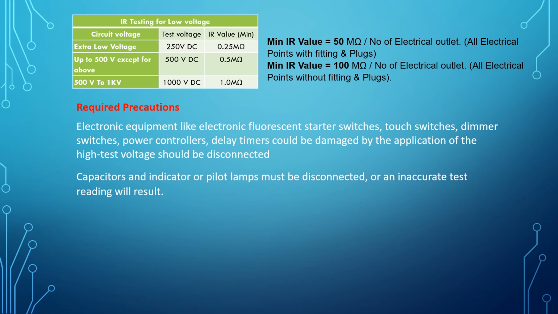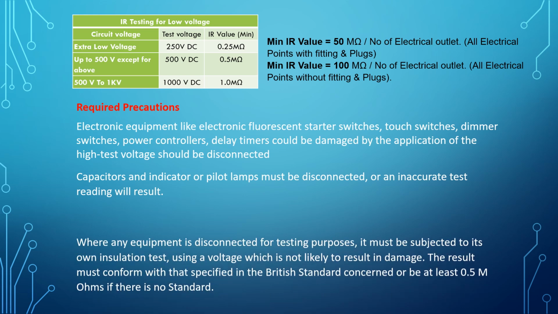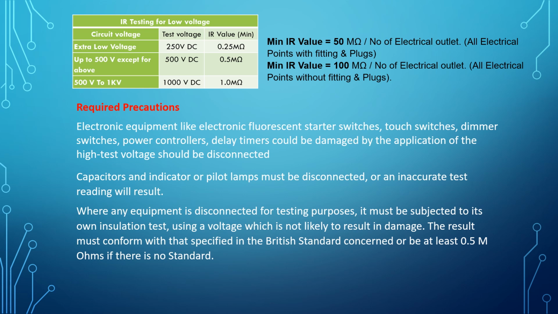So capacitor indicators or pilot lamps must be disconnected or inaccurate test readings will result. Where any equipment is disconnected for testing purposes, it must be subjected to its own insulation test using a voltage which is unlikely to result in damage. The result must conform with the specified British Standard concerned or be at least 0.5 megaohms, or there is no standard at all. So you need to use this as your reference.